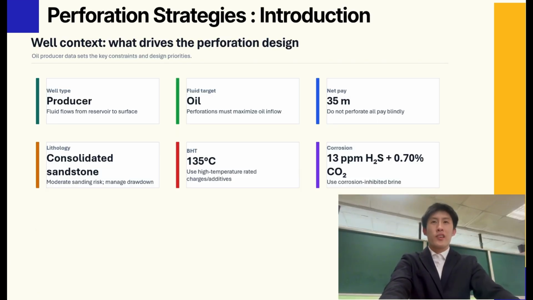So next, I would like to share our perforation strategies for this well. Before we make our decision, we first study the well context. This well is an oil producing well, and it has a net pay of 35 meters. The lithology is a consolidated sandstone, and it has a BHT of 135 degrees Celsius, which means it is a high temperature well, and it has 13 ppm of H2S and 0.70% of CO2, which means it is a corrosive well.